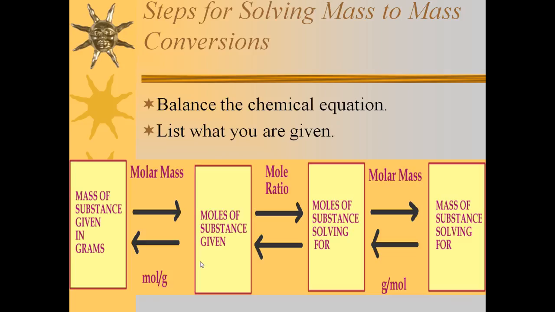Steps for solving mass-to-mass conversions. Mass-to-mass conversions are a multi-step process, so you must use this format in order to obtain your answer. So first of all, you're going to balance the chemical equation. Then you are going to start by listing what you are given. You're always going to be given the mass of the substance in grams. So you're going to list that.